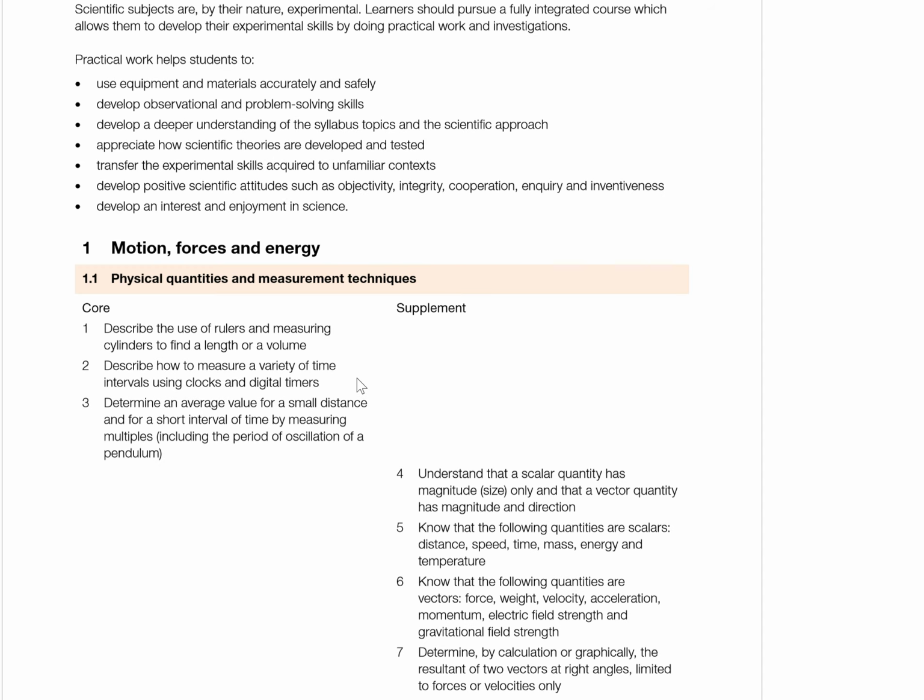Look, you can see the first unit, motion, forces and energy. Under this unit we have different topics. You can see physical quantities and measurement techniques. This one is 1.1, and you can see it is very clear. They have written that these are the core contents which a student has to cover, and if you are writing the extended assessment, then of course you have to cover this supplement as well.